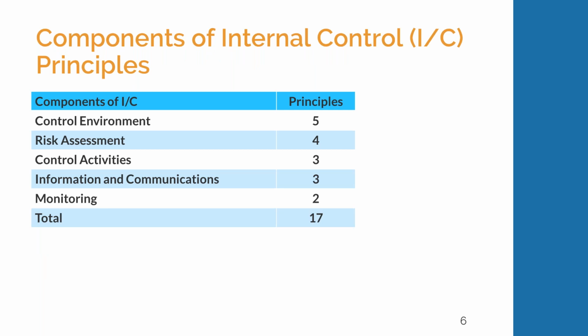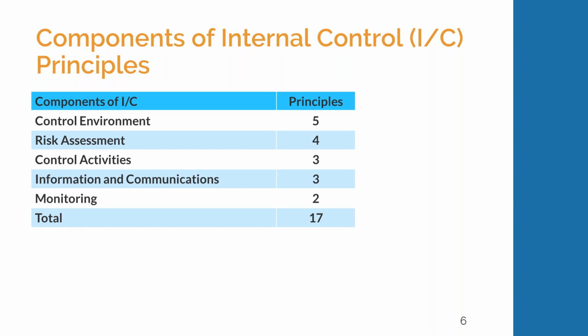Now we're talking about internal controls. There are 5 components of internal control that feed through each of the 3 objectives that we have. Again, they're control environment, risk assessment, control activities, information and communication, and monitoring.